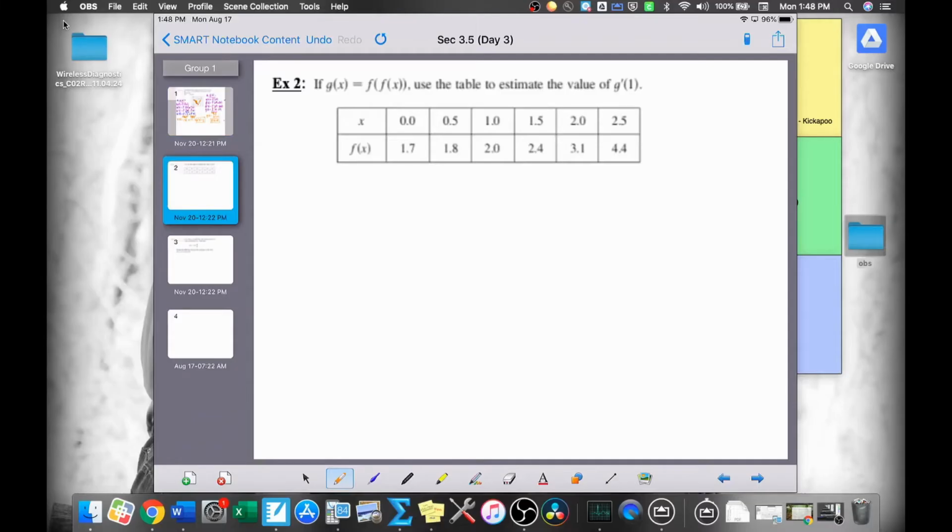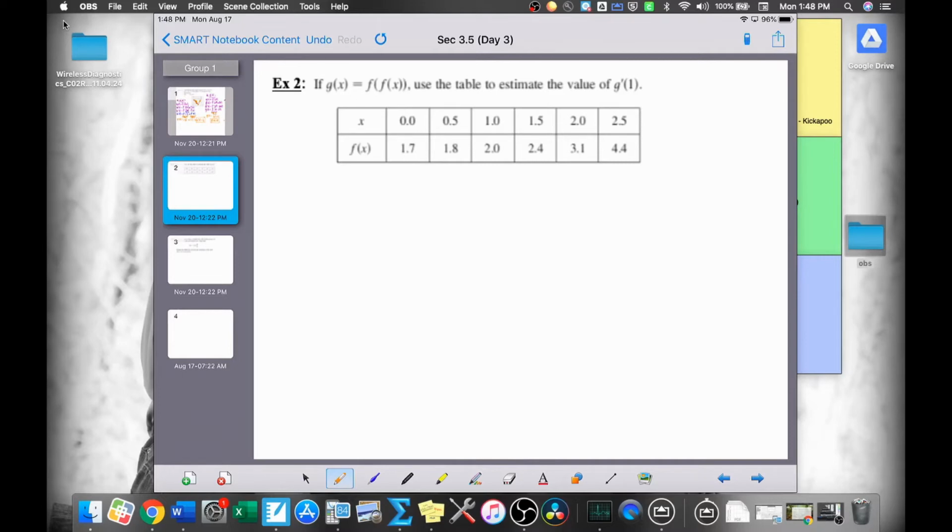In the second example, we are not given a graph. Instead, we are given a table of information. And it says, if g of x is equal to f of f of x, use the table to estimate the value of g prime of 1.